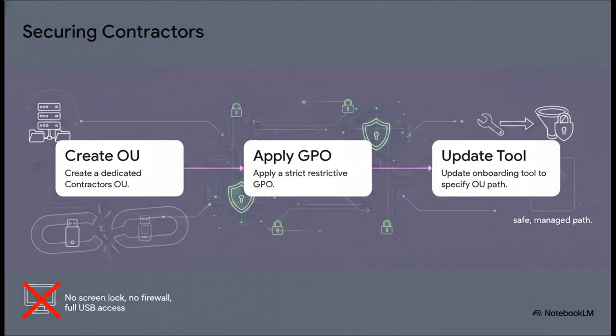Yikes. To fix this, you have to follow these exact steps. First, create a dedicated contractor's OU. Second, slap a strictly restrictive GPO onto it. And third, and most importantly, update your provisioning tools to point directly to that newly managed path.